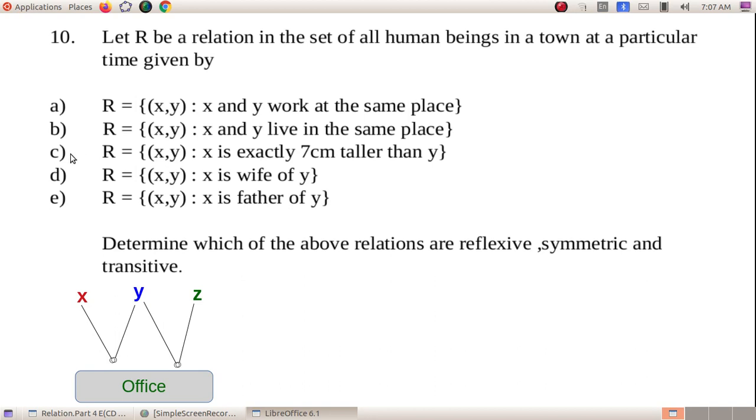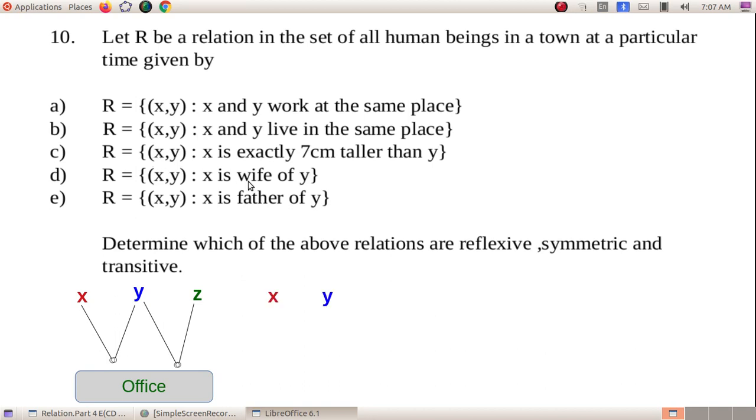Okay. Now, answer to question number C. X is exactly 7 cm taller than Y. Can a person be exactly 7 cm taller than himself? Never. It's not possible. Therefore, the relation is not reflexive. What about symmetry? Suppose X is exactly 7 cm taller than Y. Is Y exactly 7 cm taller than X? Not possible. Therefore the relation is not symmetric.